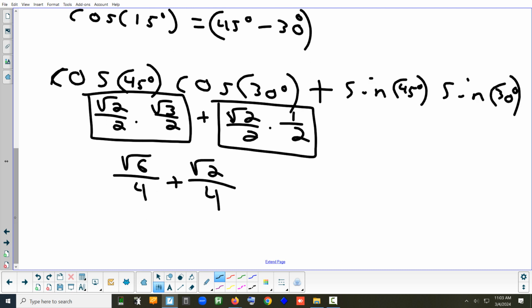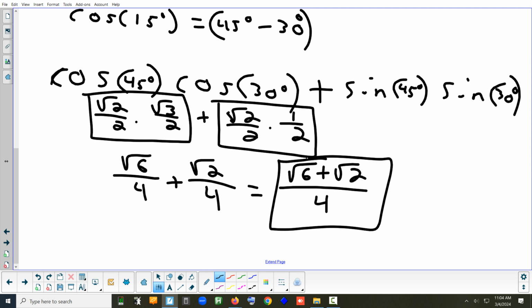And now I just want to add these together. But what do you need to make sure you have when you want to add fractions? Yeah, well, we already do. So the common denominator is a 4. And all you can really do is that. That's the final answer. Okay.